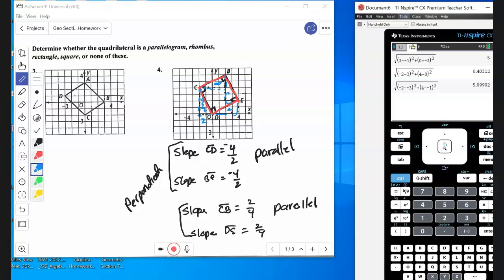So if this is 2 and this is 4, then I have 4 right triangles that have the same legs. So therefore, all these have to be congruent. So consequently, it is a square because all the sides are congruent.